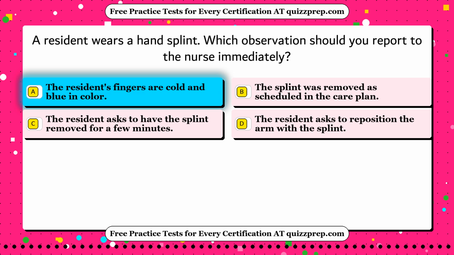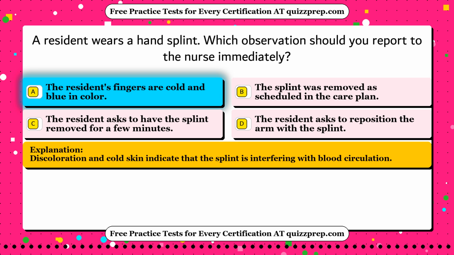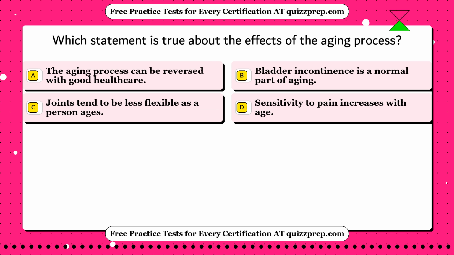The correct answer is option A. The resident's fingers are cold and blue in color. Discoloration and cold skin indicate that the splint is interfering with blood circulation. Question 29. Which statement is true about the effects of the aging process?